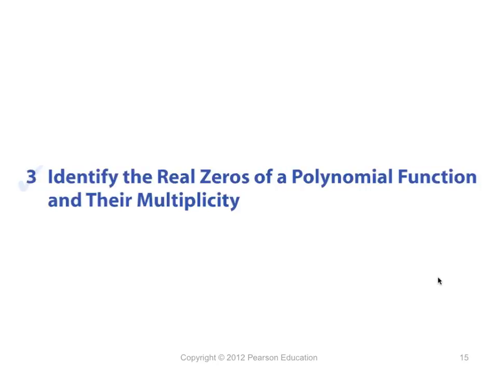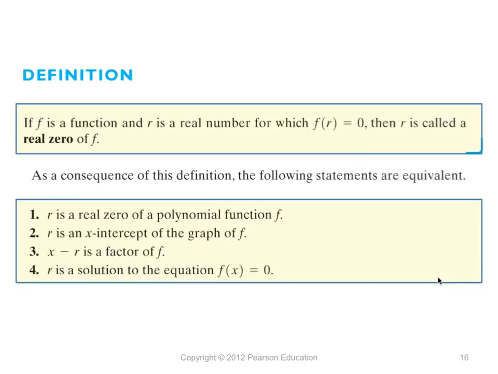Okay, now let's talk about real zeros of a polynomial function, and then we're going to talk about something called multiplicity, which is new. So if a function f has a real number r, then f of r is equal to 0, and r is called the real zero. As a consequence, we have a list of equivalent statements. Basically, r is going to be a real zero.